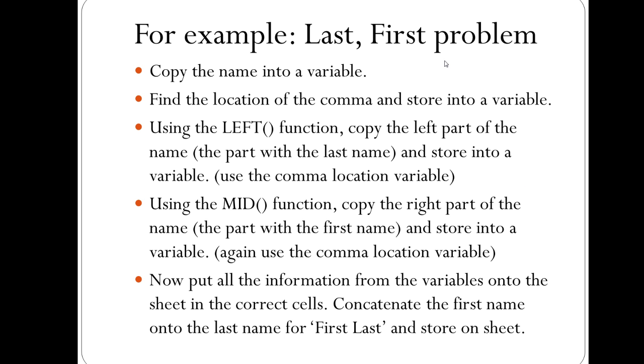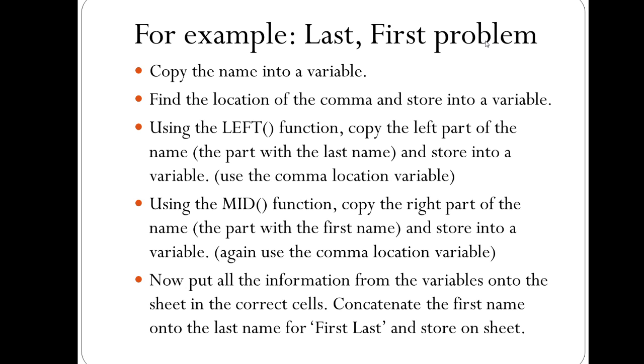For example, if we're trying to convert the last name, last comma first, to a first last situation, here's just a series of steps that I've written down. So the first thing we did was we copied the name, of course, from our sheet into a variable. We had to find the location of the comma and store that. Then we could use the left function to copy the left part of that name we grabbed from the sheet using our comma location variable. Then we could use the mid function to grab the right part, and we stored that. Again, we used the comma location variable. And then we had all the information we needed.